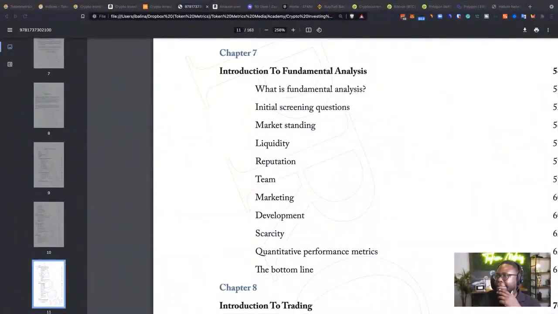Okay, so now let's go to fundamental analysis. What is fundamental analysis? You probably are familiar with fundamental analysis for stocks. So how do we apply this towards crypto? For us, fundamental analysis is basically looking at the fundamentals of a project.